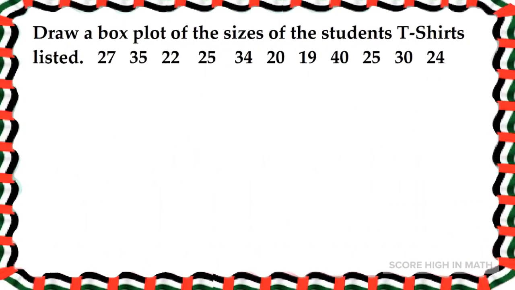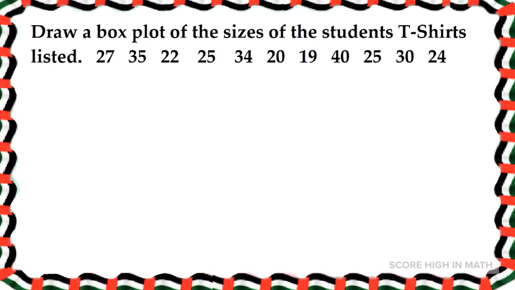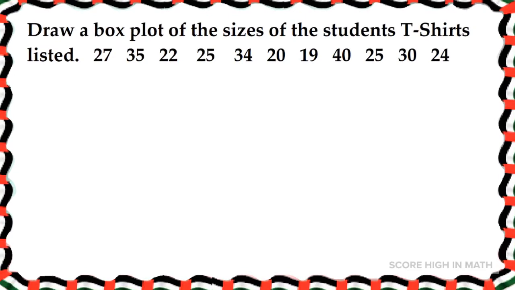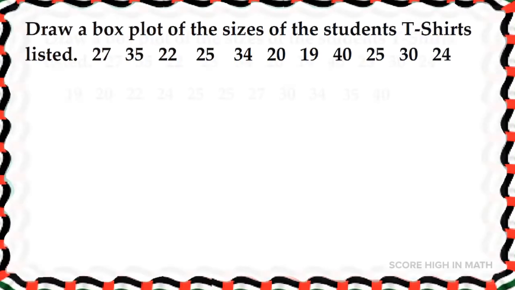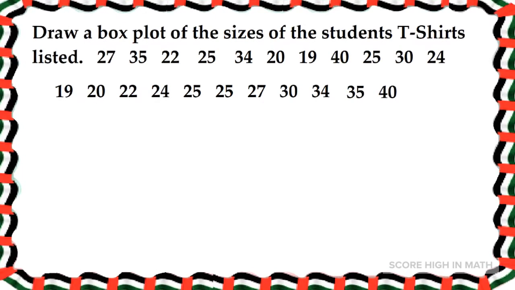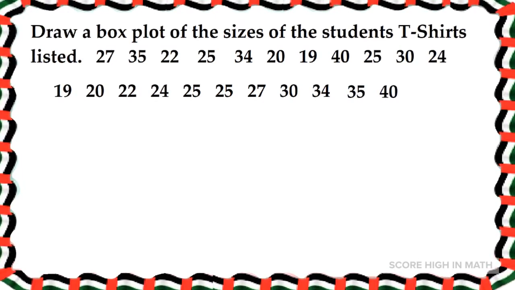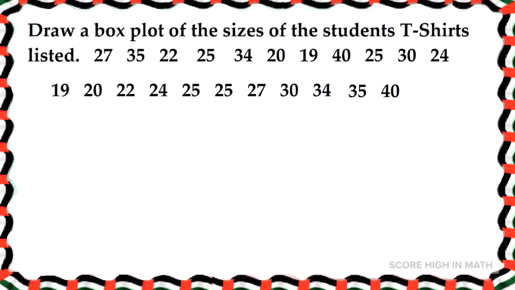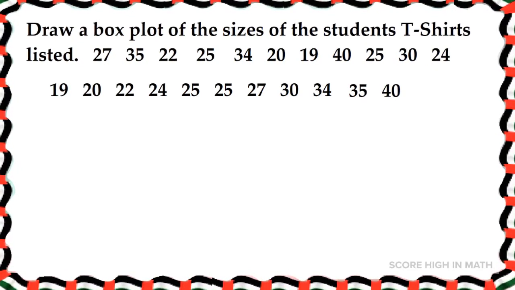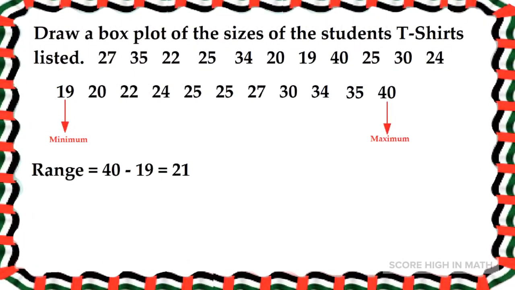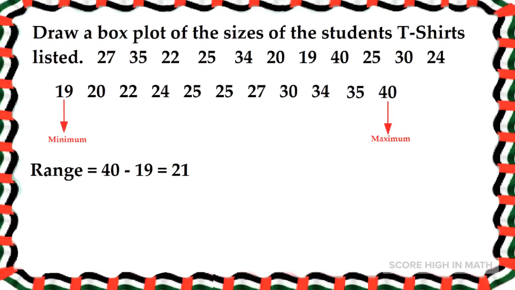Let us work on this example so that you can understand it well. We are going to draw a box plot of the sizes of the students' t-shirts as listed. As usual, we are going to arrange the data from smallest to biggest. Once we arrange the data from smallest to biggest, we can identify right away the minimum number and the maximum. So, the minimum is 19 and the maximum is 40.